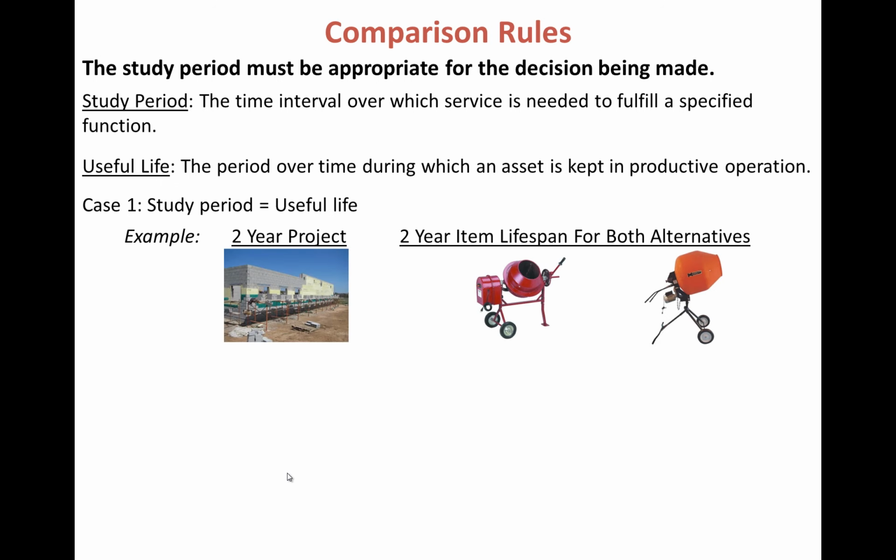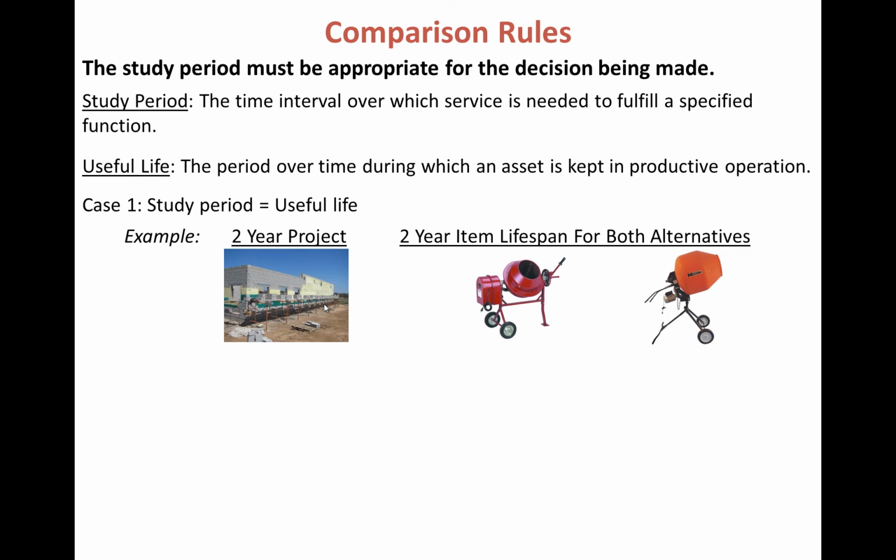Let's take as an example a 2-year construction project. A building is under construction in this first case, where you can see the study period and the useful life are the same amount of time. The study period would be: we need service, in this case cement mixers. We need the ability to have a cement mixer during the entire 2 years that this building is being constructed. And just by pure luck, our anticipated lifespan for both of these alternatives is 2 years. Each of these items is expected to have a usable life of 2 years. And so in the first case, we have a study period that equals the useful life. And that may be rare. It may not always be the case that your equipment is going to last exactly as long as your project.